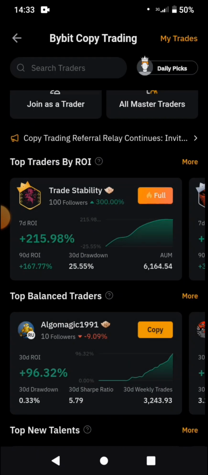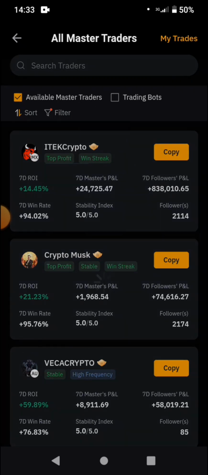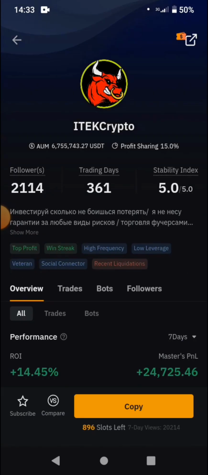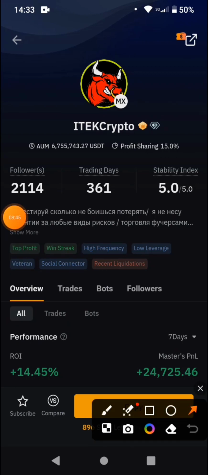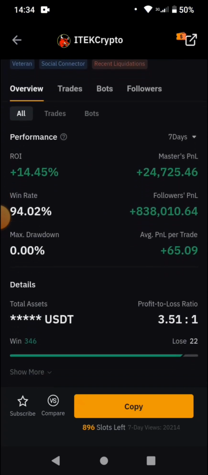Now let's come back to this page, and let's say we want to copy the trades of any trader. Now you see copy. This one with copy means they are open. You can copy their trades. Let's just start with this first guy and see. You already know this guy is managing 6 million. You see the AUM, the assets under management, 6,755,743.27 USDT. He has been trading for 361 days as well. The profit sharing, as mentioned earlier, is different. This is going to be 15% of whatever profit you make.